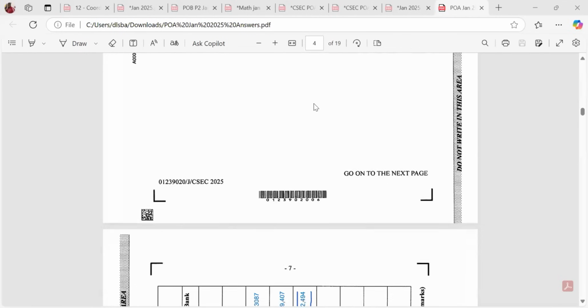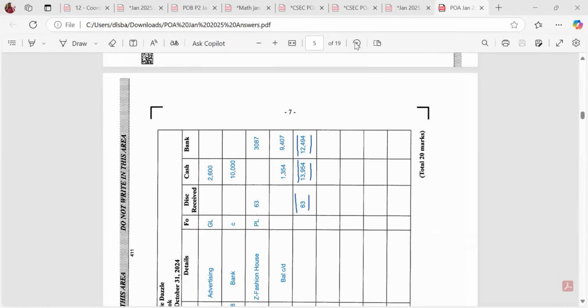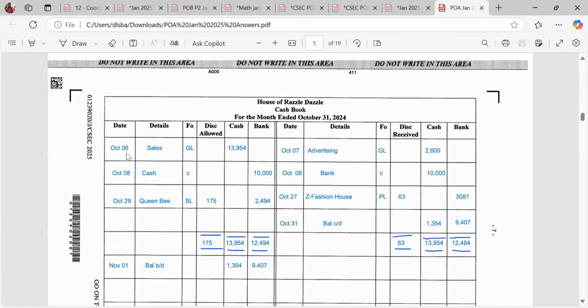So I went into the cash book. Put the date, October the 6th. Details were sales, folio is GL, and I put the amount under cash because it was cash, right? Now for the folio, once it's not a person, the account goes in the general ledger. So sales is not a person, the folio will be general ledger. If it is a person and it's on the debit side, the folio will be SL. If it's a person and it's on the credit side, the folio will be PL, right?